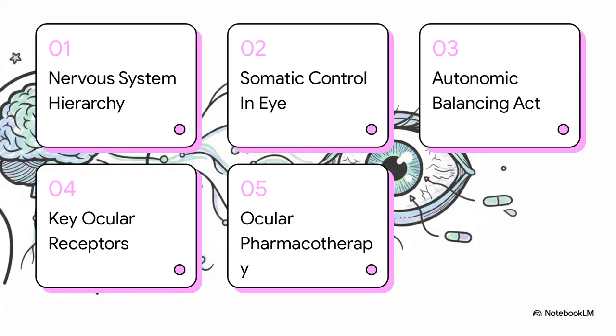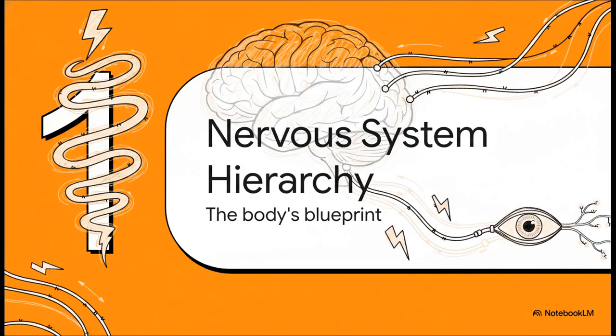So, we're taking a funnel approach today. We'll start big with the nervous system hierarchy, look at somatic control, dive into the autonomic balancing act, map out key ocular receptors, and finally drill right down into ocular pharmacotherapy in action. Let's kick things off with part 1, the nervous system hierarchy.